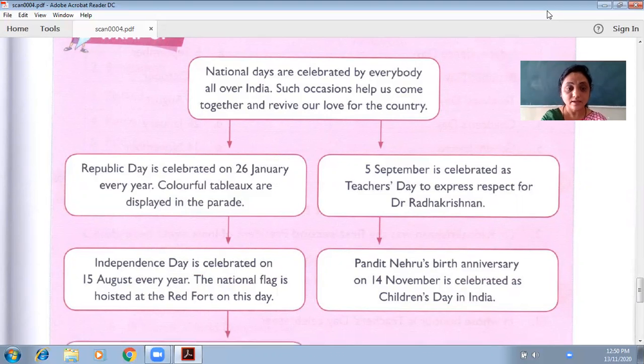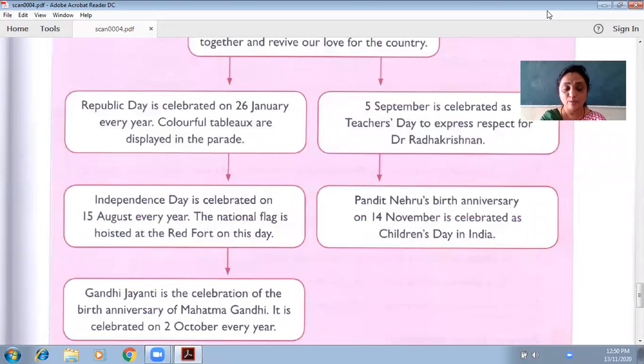And next, Independence Day is celebrated on 15th August every year. The national flag is hoisted at the Red Fort on this day. On that day we hoist our national flag, which is called the tricolor flag, at the Red Fort. In every school campus, and in every district and taluk headquarters also, they hoist the flag. So on 15th August, we celebrate Independence Day.